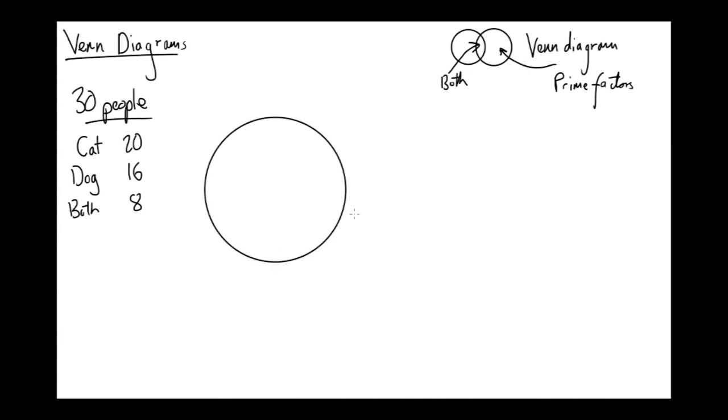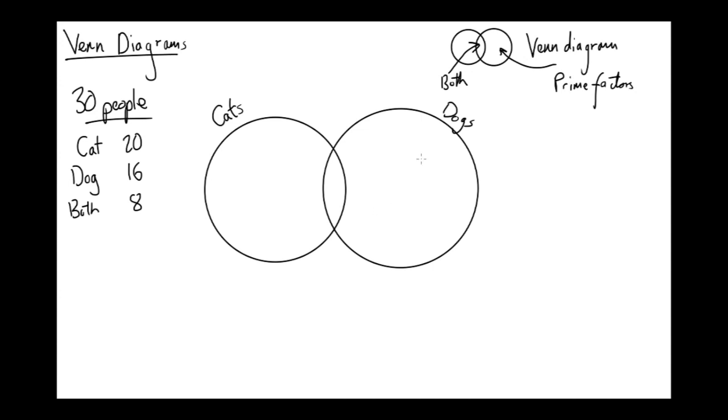Make it nice and big. Whenever you do a Venn diagram, you don't need to worry about making it perfect, and having perfect circles. People waste a lot of time doing that, so don't worry about making it absolutely perfect. What I'm going to do is I'm going to call this circle on the left cats, this one dogs, and so the middle, hopefully you can see, represents both.